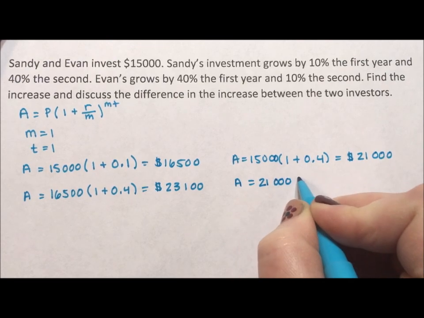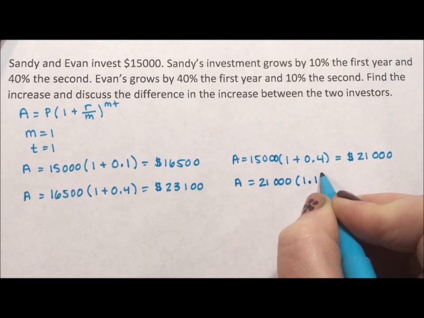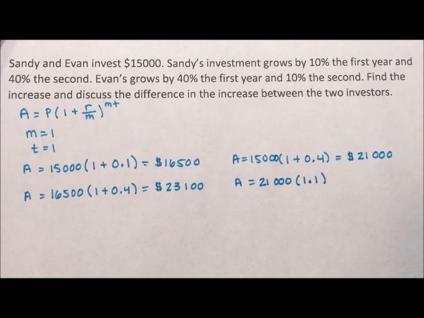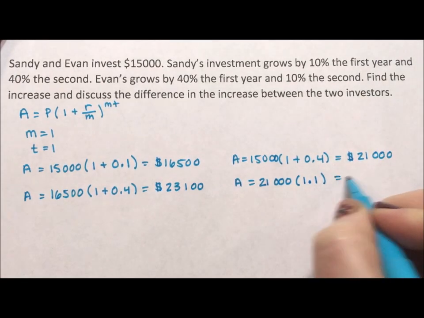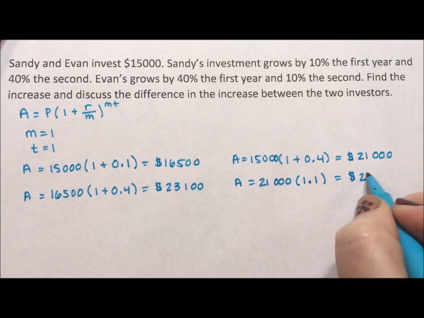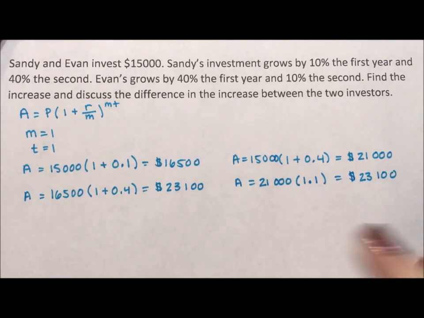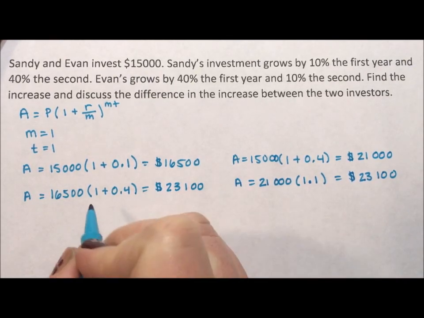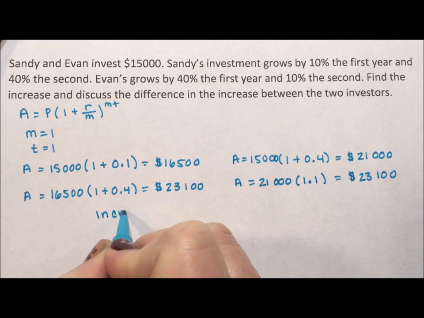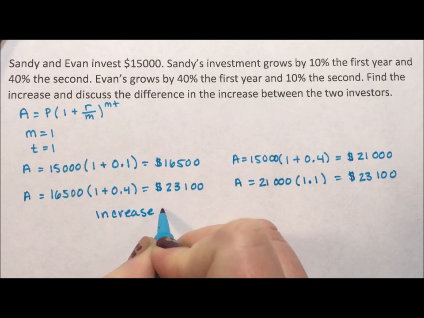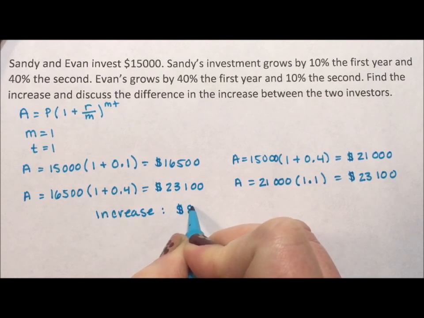And if you don't want to put the plus, you don't. I could just put 1.1 at this point when I see the pattern and I see what's going on. At the end of the second year, Evan now has 23,100. So if we look, their increase for both of them is 8,100.